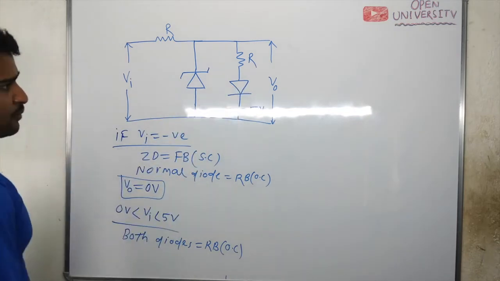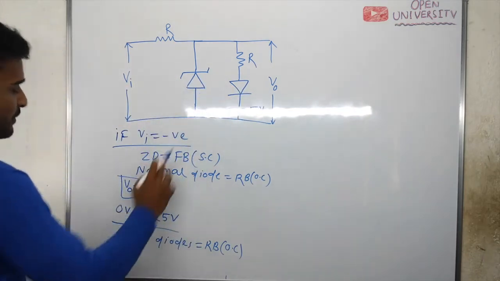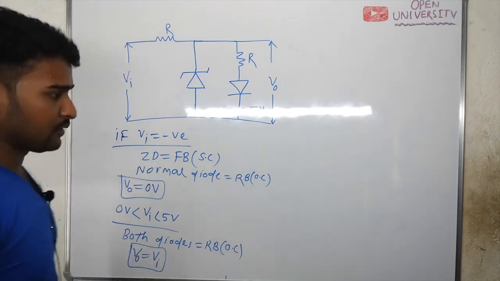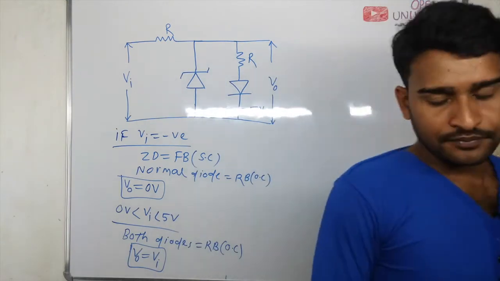If you open circuit both the diodes, then what will be the V naught? V naught will be equal to VI.